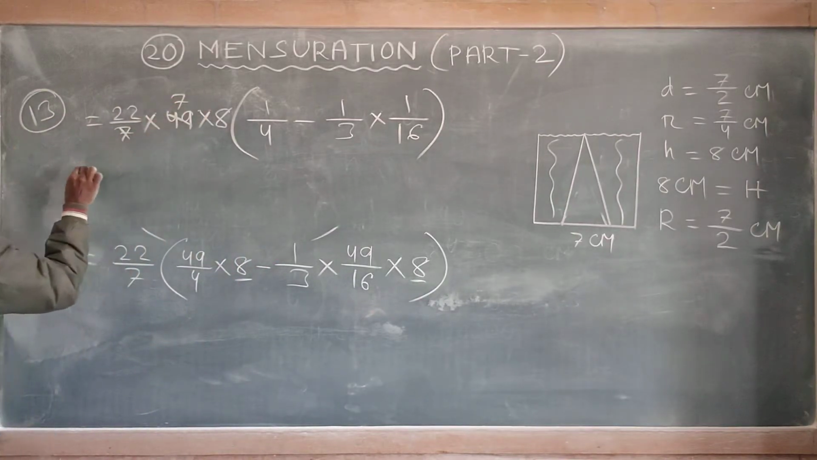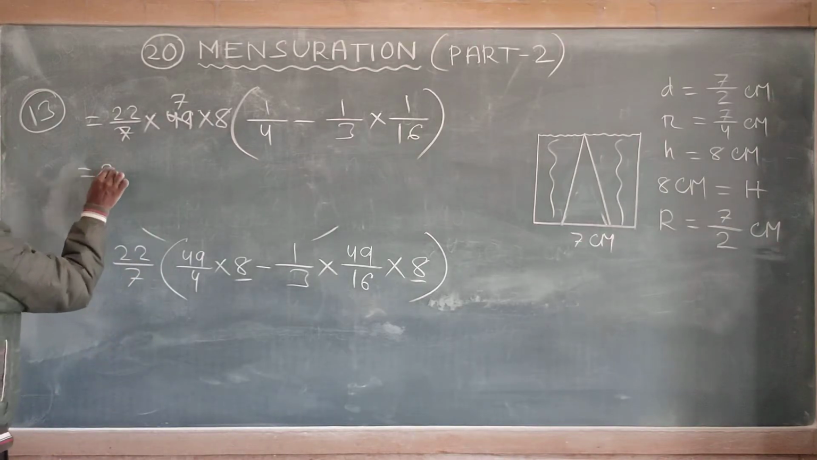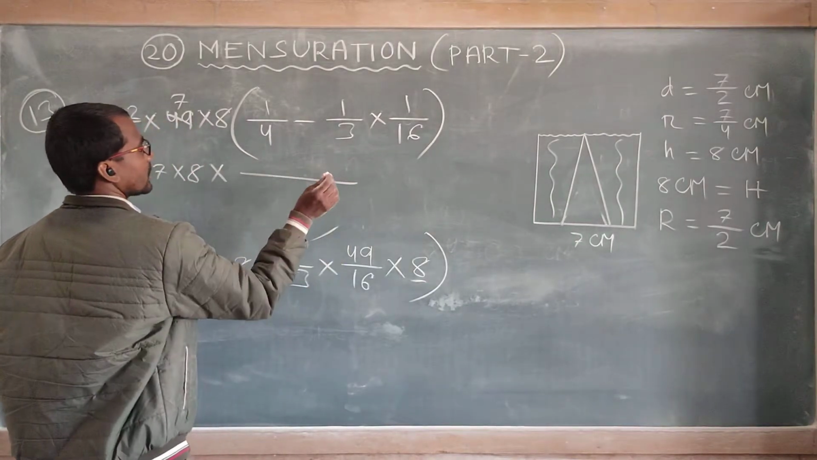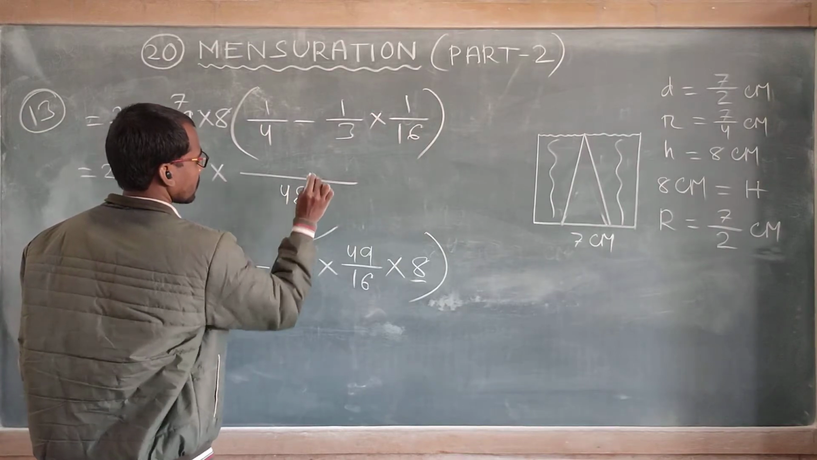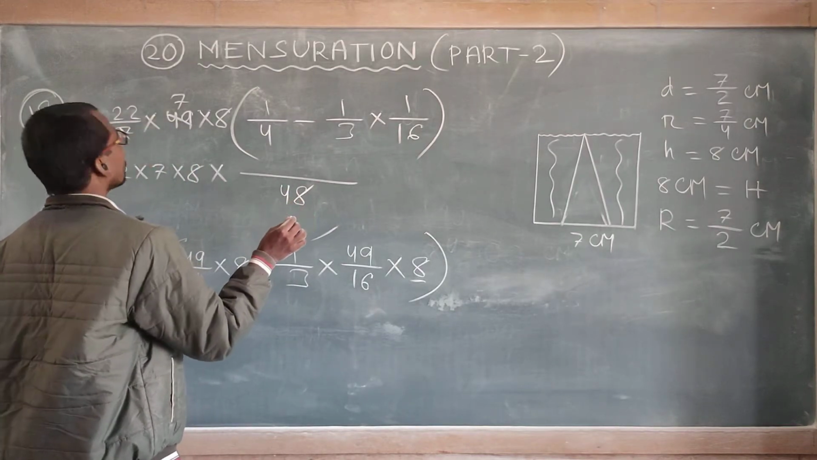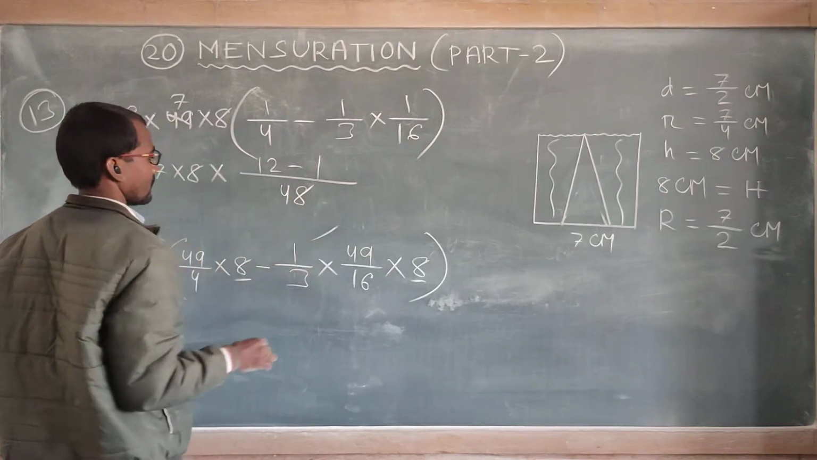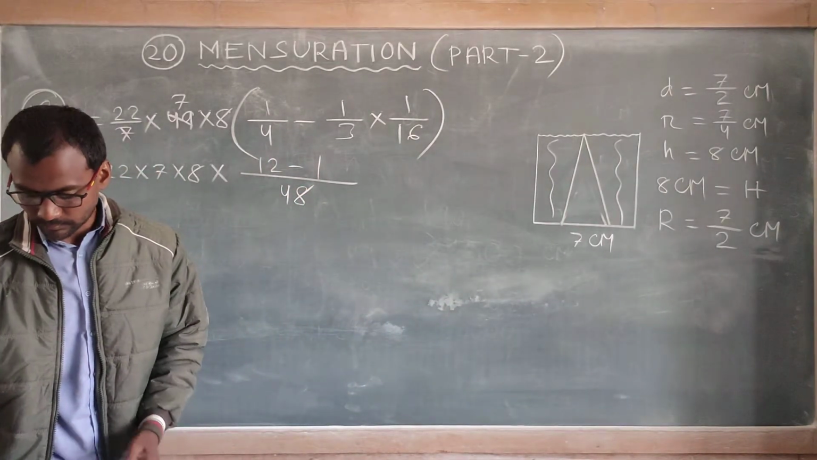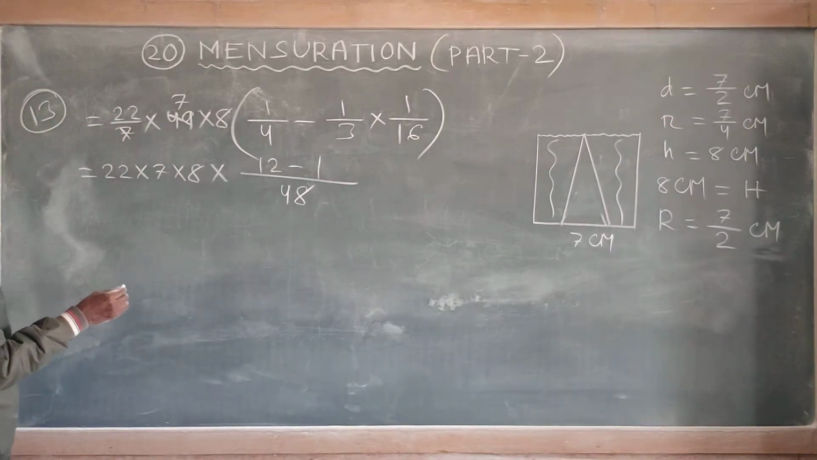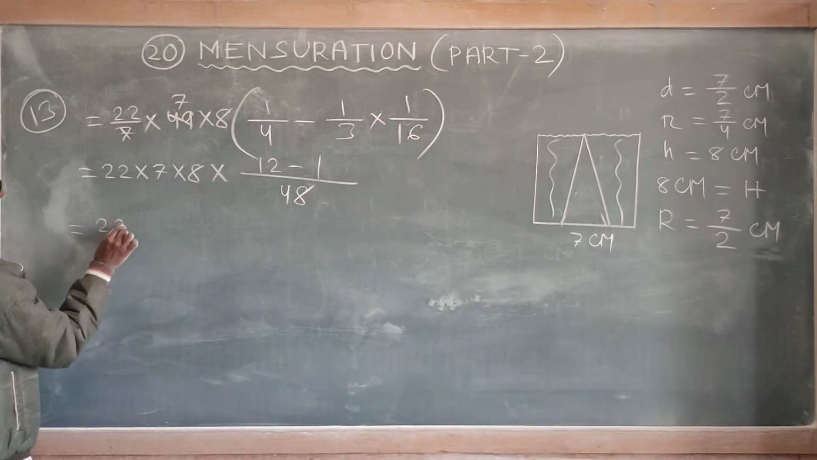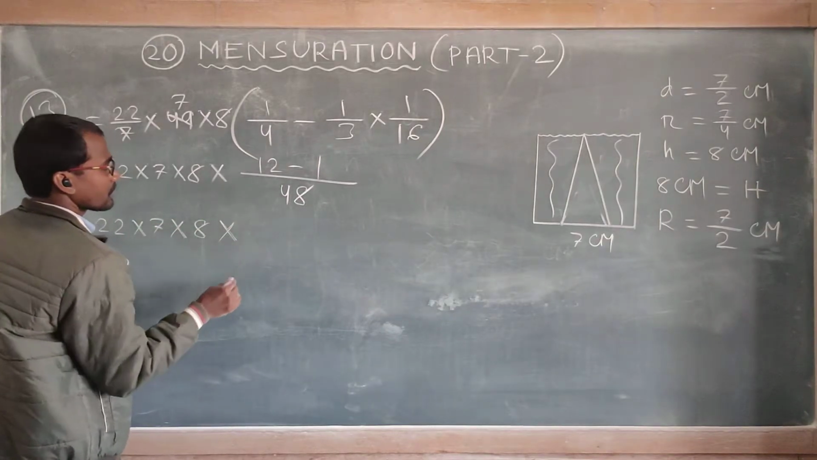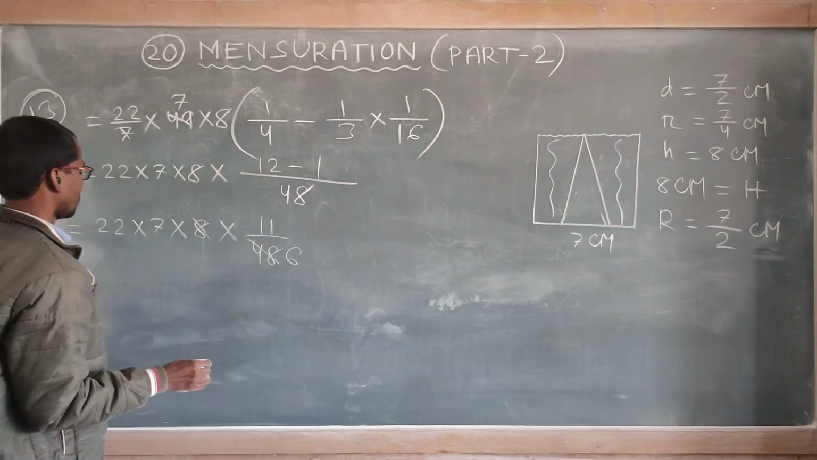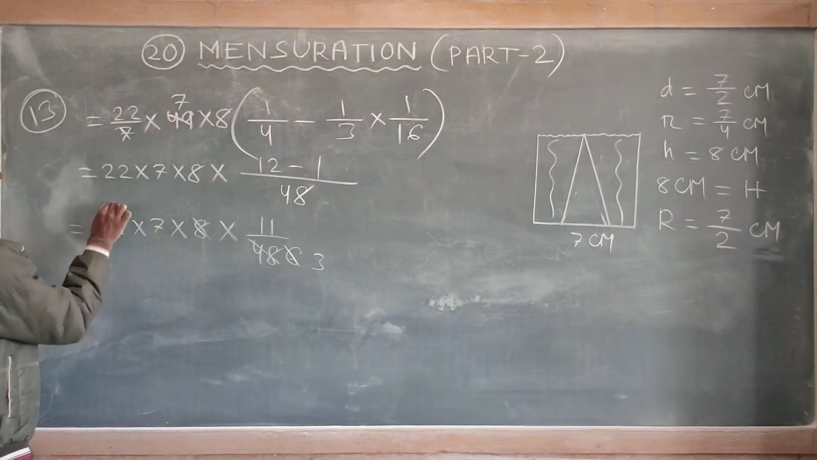7 into 7 is 49. 22 into 7 into 8 into, the LCM is 48. 4 into 12, 12 minus 1. So now you can simplify. 22 into 7 into 8 into 11 by 48. 8 into 6 is 48. 2 into 3 is 6. 2 into 11 is 22.